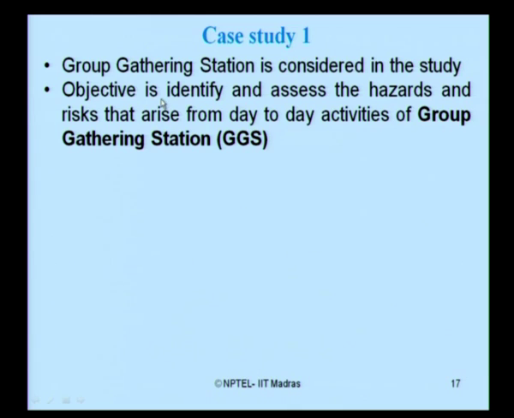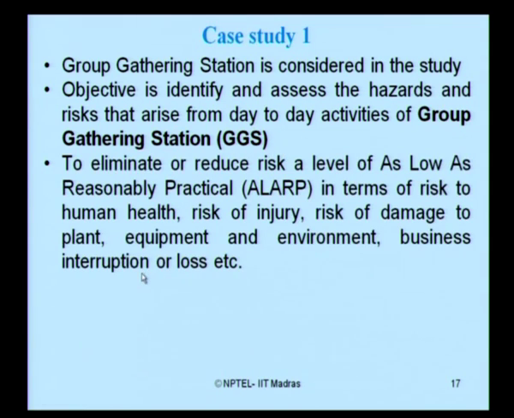The objective is to actually identify and assess the hazards and then subsequently the risks that arise from daily activity of what we call as a GGS. I am actually interested to eliminate or to reduce the risk to a level as low as reasonably practical, what we call as ALARP level, in terms of risk to human health, risk of injury, risk of damage to the plant, equipment and environment, business interruption or loss, etc.